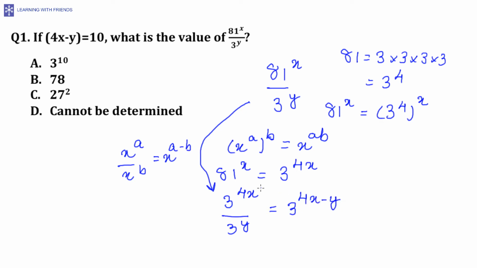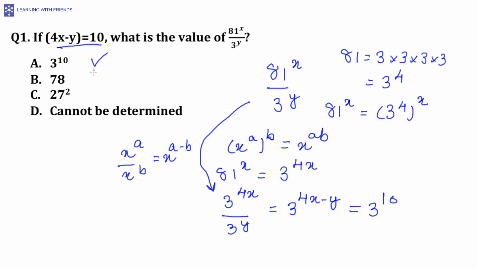And 4x minus y is given to us as 10 in the question. Right here, we see that 4x minus y is 10. So if we put in the value of 4x minus y is equal to 10, this would be 3 to the power 10. And that is our option A. So the right answer is option A.